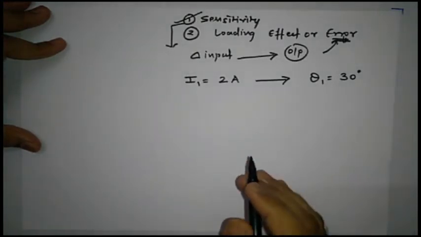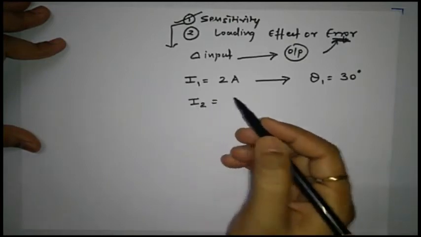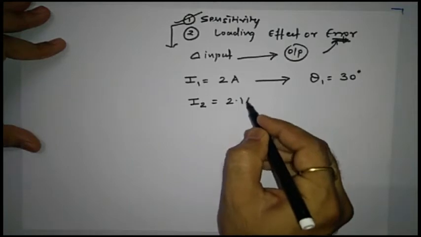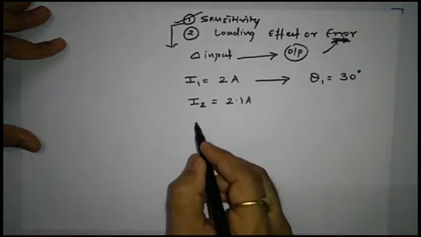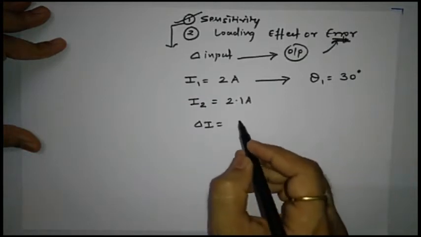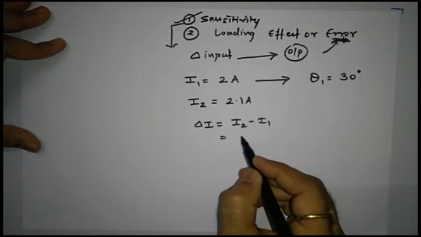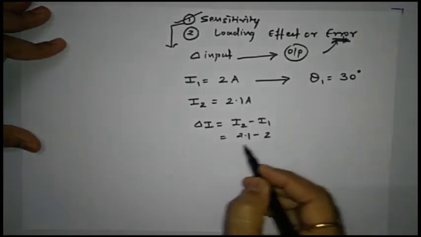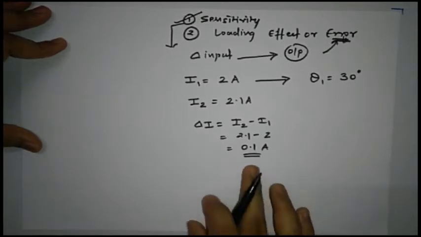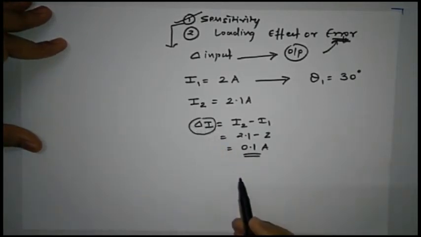Now due to some reason, let us consider that the circuit current is increased by a very small magnitude and the new value of circuit current is say 2.1 ampere. Now if you calculate change in current, which is nothing but delta I, so this is going to be equals to I2 minus I1, which is going to be 2.1 minus 2, that is 0.1 ampere. So 0.1 ampere indicate what? Change in the magnitude of current.